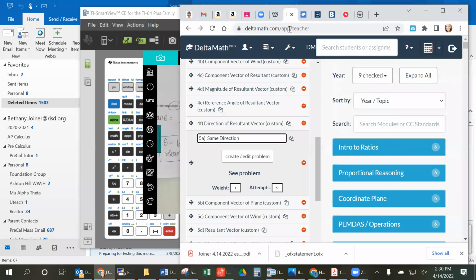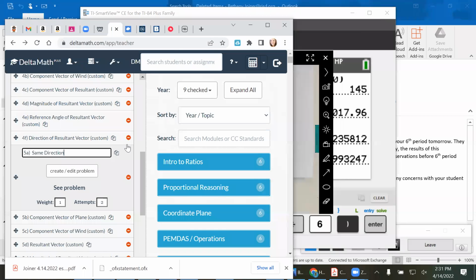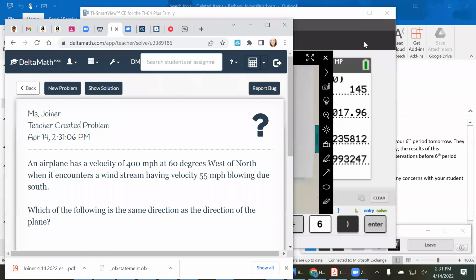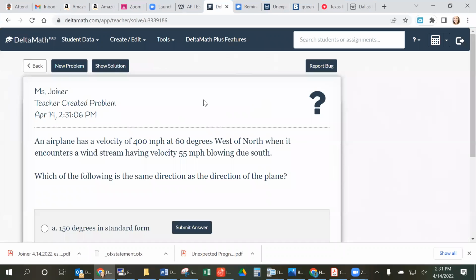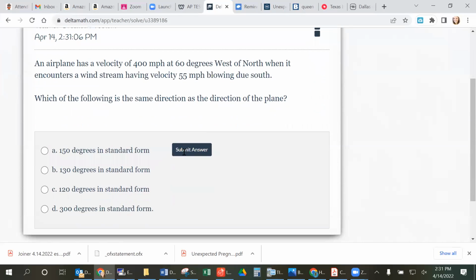Okay, so here's what it says. First question. It says an airplane has a velocity of 400 miles per hour, 60 degrees west of north, when it encounters a wind stream with a velocity of blah, blah, blah. Which of the following is the direction of the plane? Okay, so all we have to do is pick. So look at your choices. Think about which one makes sense.